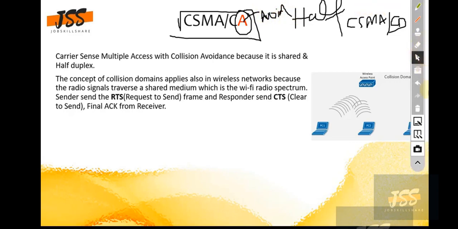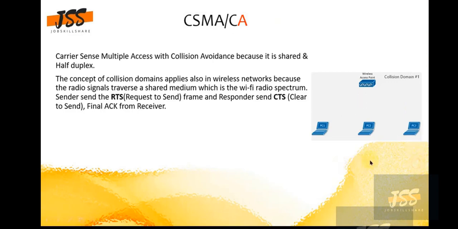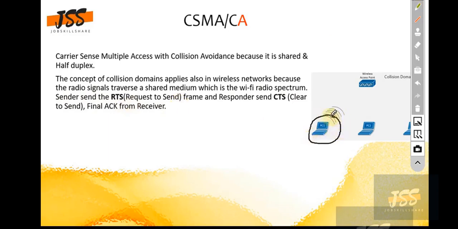As it is mentioned, the concept of collision domain applies also in a wireless network, because the radio signals traverse a shared medium, the air, which is the Wi-Fi radio spectrum. The sender sends an RTS, which is request to send, first of all, to check whether the path is clear. The responder will then send the CTS. It tells the requester that the path is clear and you are allowed to send the information.